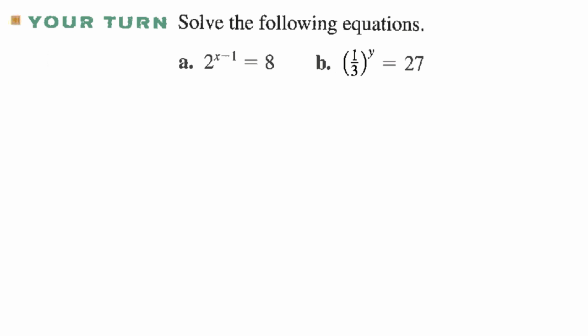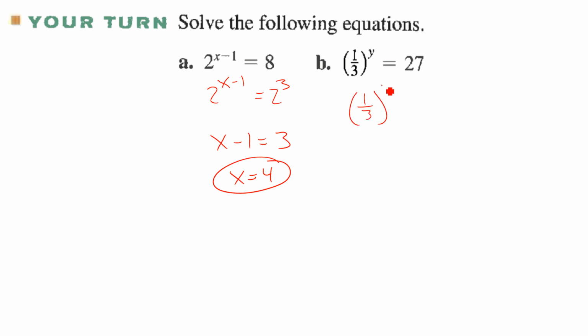All right, your turn. See if you can do it. 8 is 2 to the 3rd power. So x minus 1 equals 3, and x equals 4. For the next one, we have 1/3 to the y equals 3 to the 3rd power. That's the same as 1/3 to the negative 3rd power. So the 1/3s are going to cancel, and y will be negative 3.